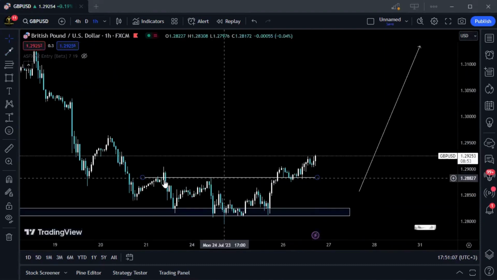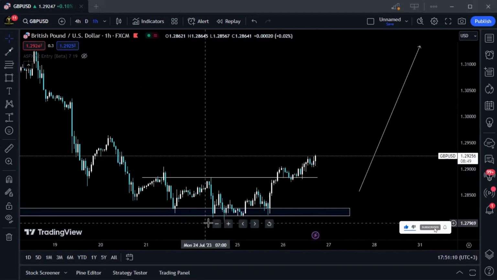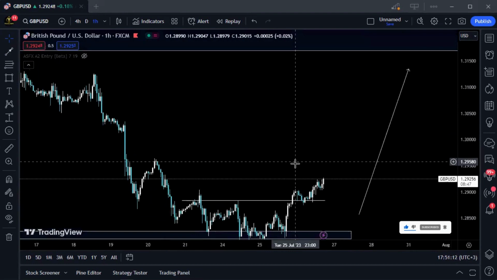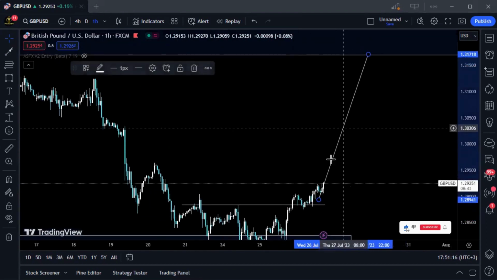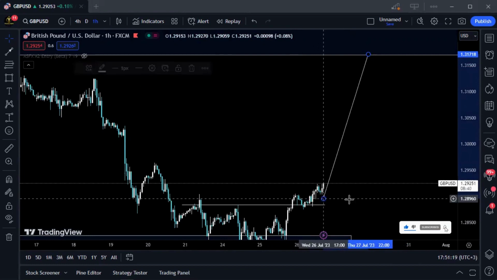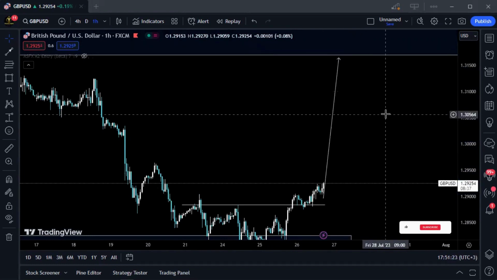GBP USD, obviously, broken structure, retested. Prices are pushing higher. They are not waiting on anybody. Obviously, I'm anticipating to see a continuation on this, for prices to keep on pushing higher until it reaches perhaps somewhere here.